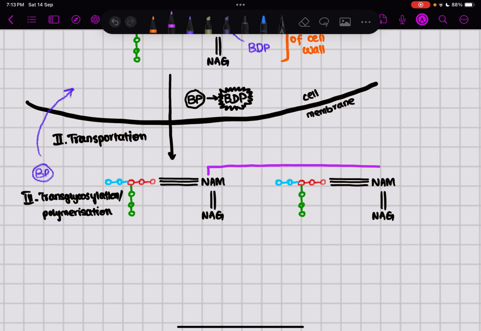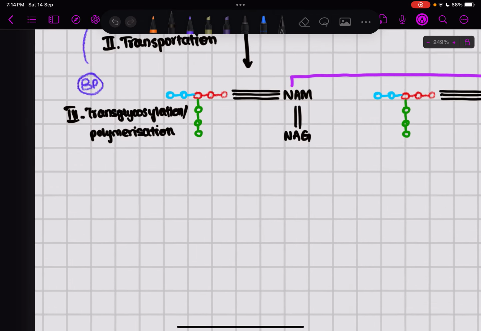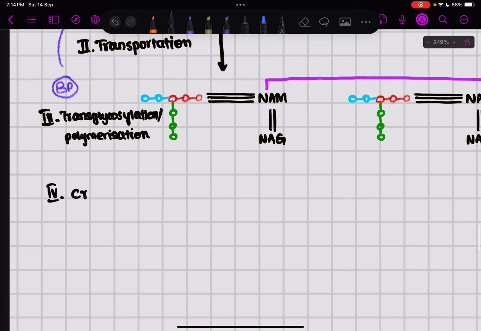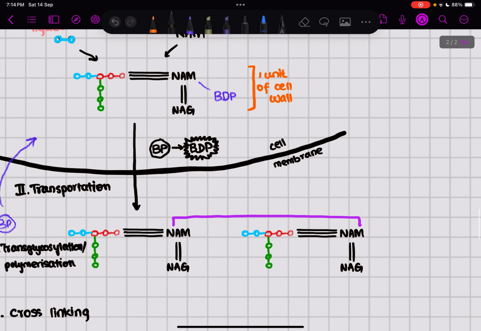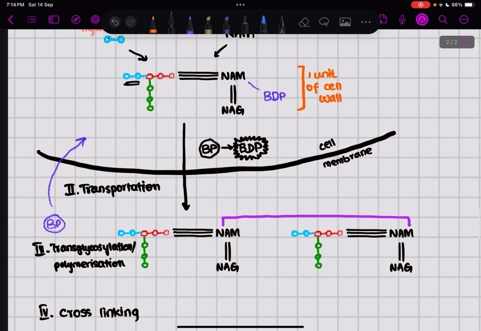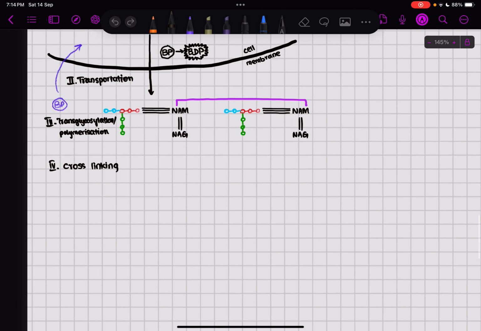And let me do that with one color. And there can also be cross linking possible. This cross linking is supposed to be done by another molecule, and before the cross linking is done, the fourth step is cross linking. Let me write it. The fourth step is cross linking, and for that you need to remove this part which we know, which is d-alanine. This d-alanine, out of which one is supposed to be removed.